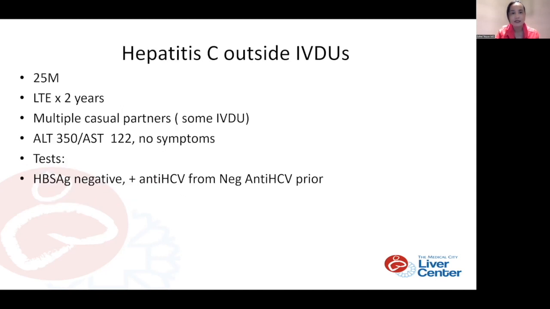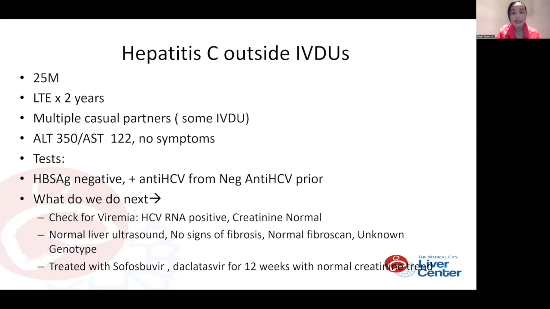Lastly, let's discuss hepatitis C outside IBDU. This is a 25-year-old male, PLHIV, on TLE for the past 2 years with multiple casual partners, some of them with IBDU. He came into the hub with no symptoms. His ALT was 350, AST was 122, a marked rise from his previous values last year. So you decide to screen for viral hepatitis. S antigen was negative. However, there was a seroconversion and his anti-HCV became reactive from negative. So what do we do next for this patient?